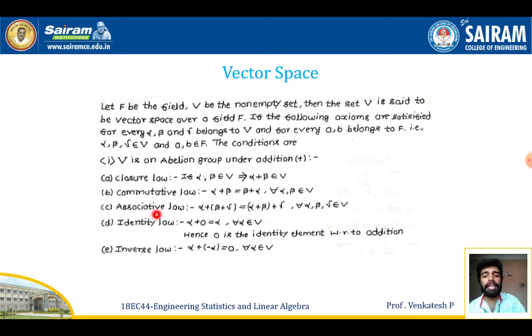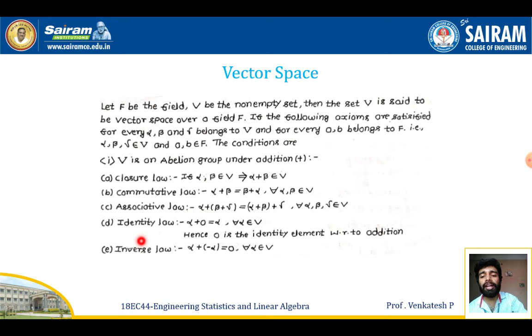The fourth one is the identity law. How do we choose the identity element with respect to addition? After adding the identity vector to the given element, the same element should appear. So with respect to addition, I am taking 0 as the identity element. That is, alpha plus 0 gives again the same alpha. Hence, with respect to addition, 0 is the identity element.